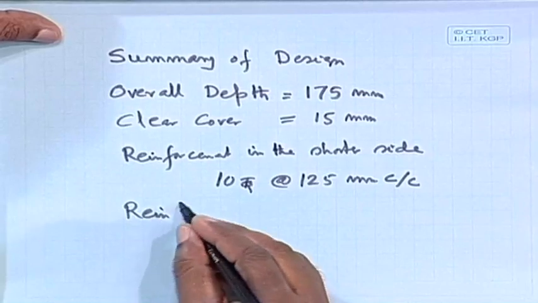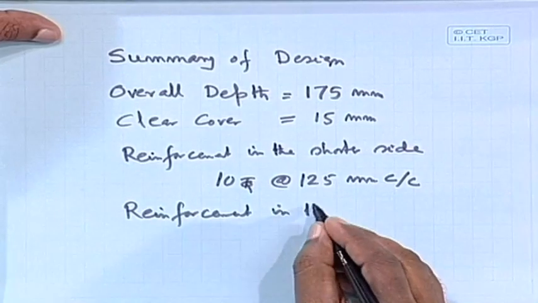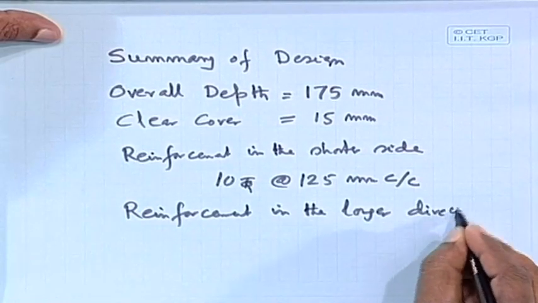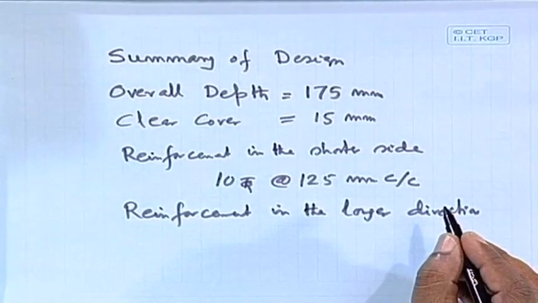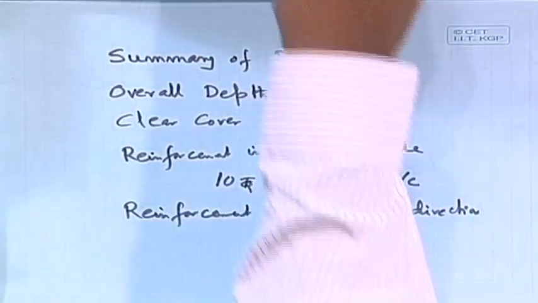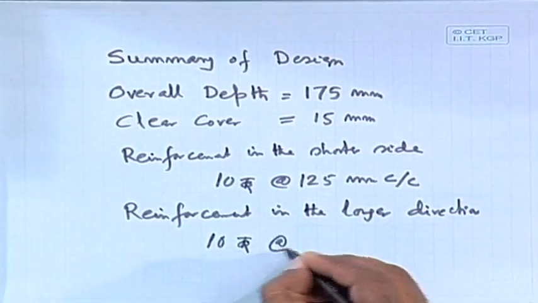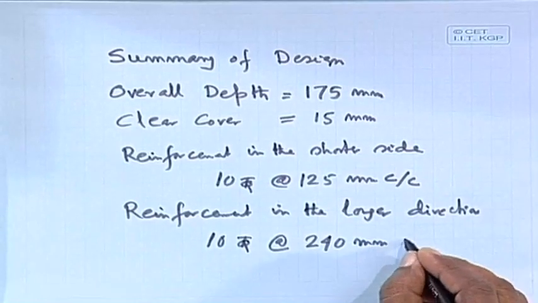Reinforcement in the longer direction. So, that we are getting here 10 torr at the rate of 240 millimeter center to center.